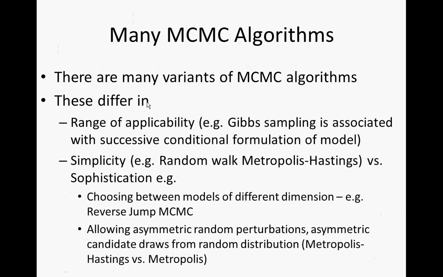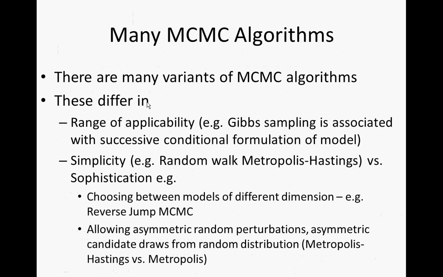Some allow for asymmetric random perturbations versus assuming symmetric perturbations. In other cases, you can have great extra efficiency if you can do things like Gibbs sampling, where you have a successive conditional formulation of a model. You sort of build it up using successive conditionals in a way that doesn't force you to do rejection, that sort of guarantees you arrive at an acceptable sample.